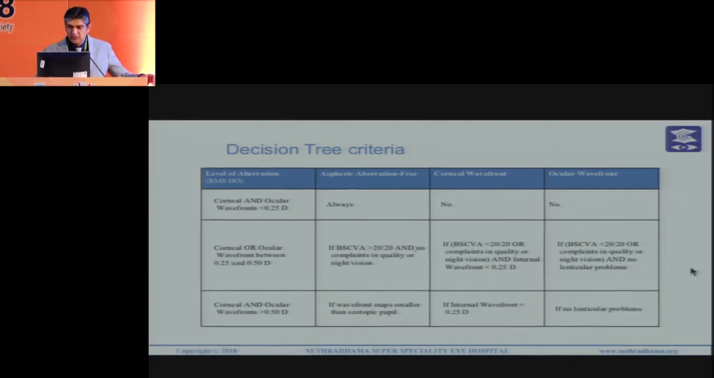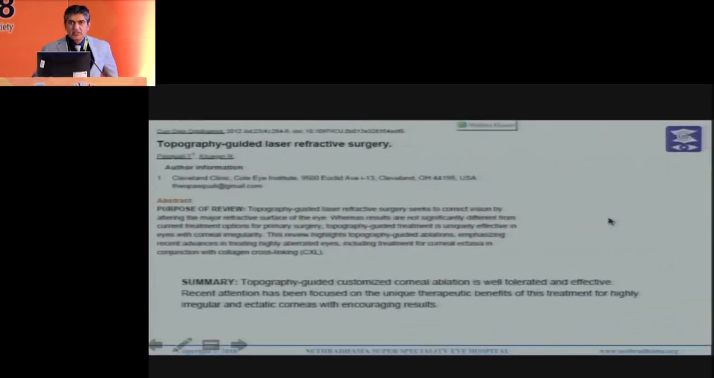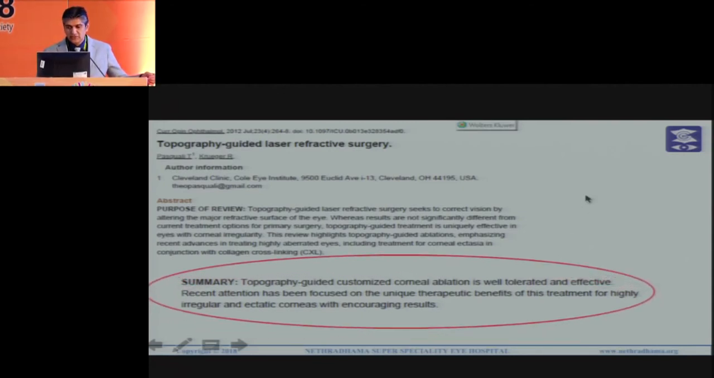This we already spoke about. So if you look at the literature, it is quite conducive for topo-guided customized treatment, and especially it has a lot of therapeutic benefits for treatment of irregular corneas, even ectatic corneas now.